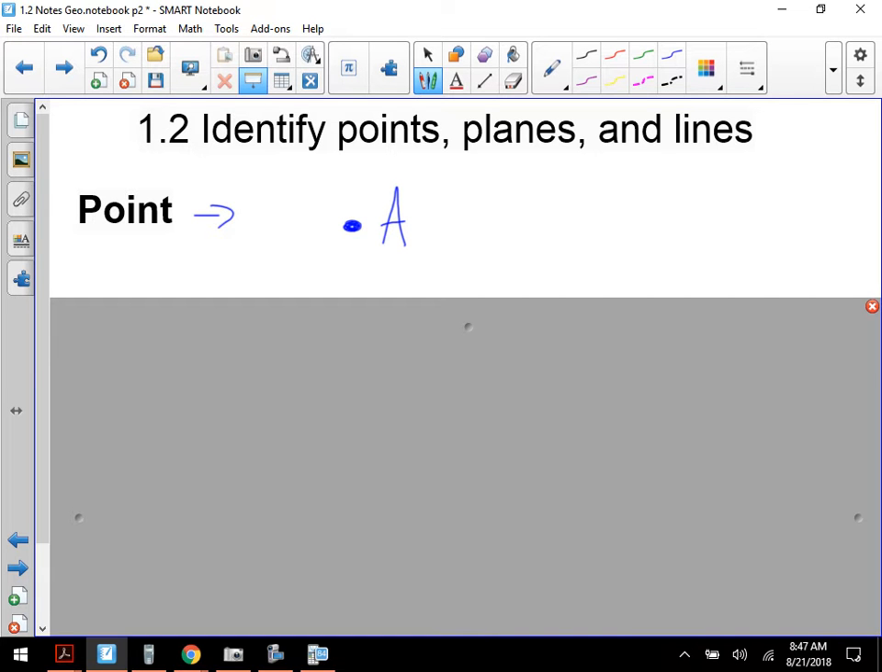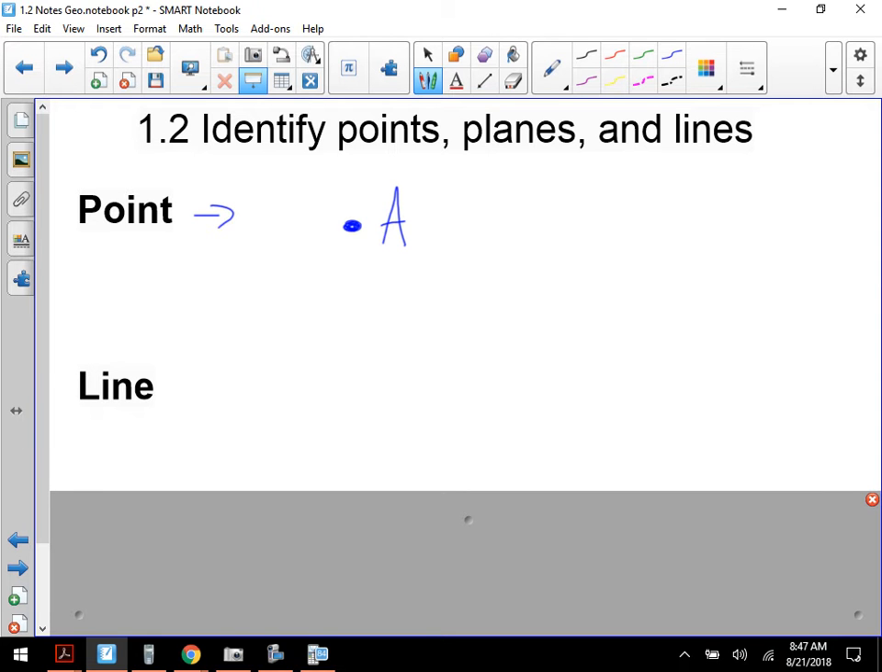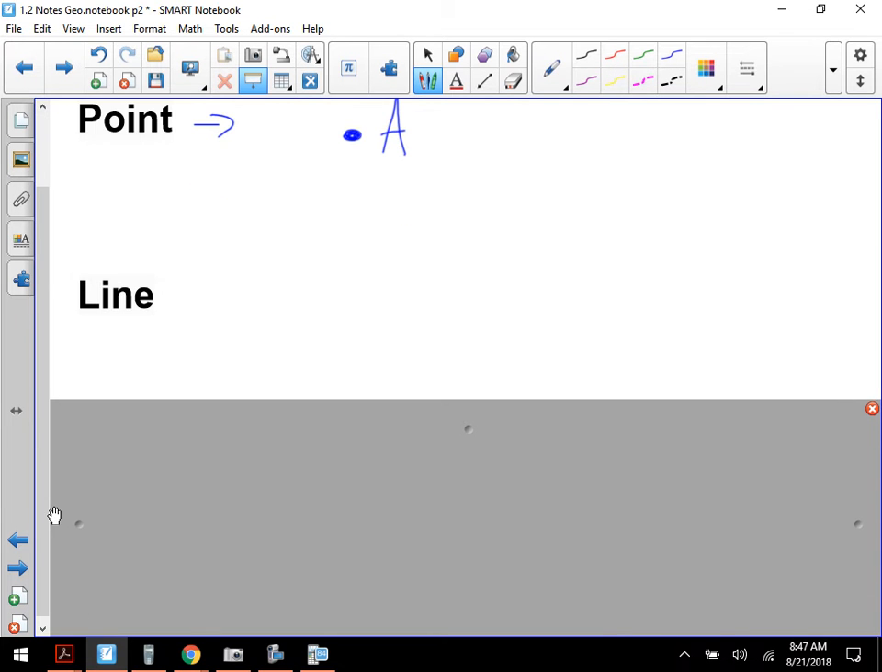B. You have points. How many points, you know this, how many points do you need to make a line? 2. You need 2 points to make a line. Now, when you make a line, obviously, you have 2 points that make the line.